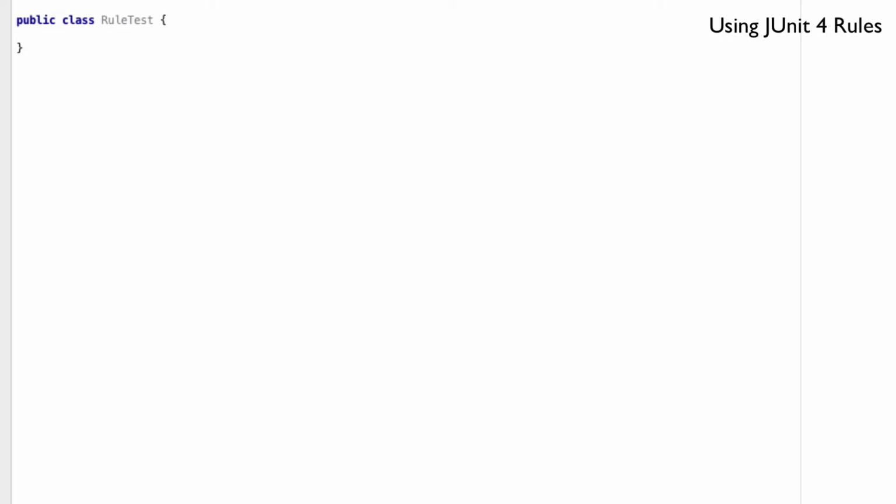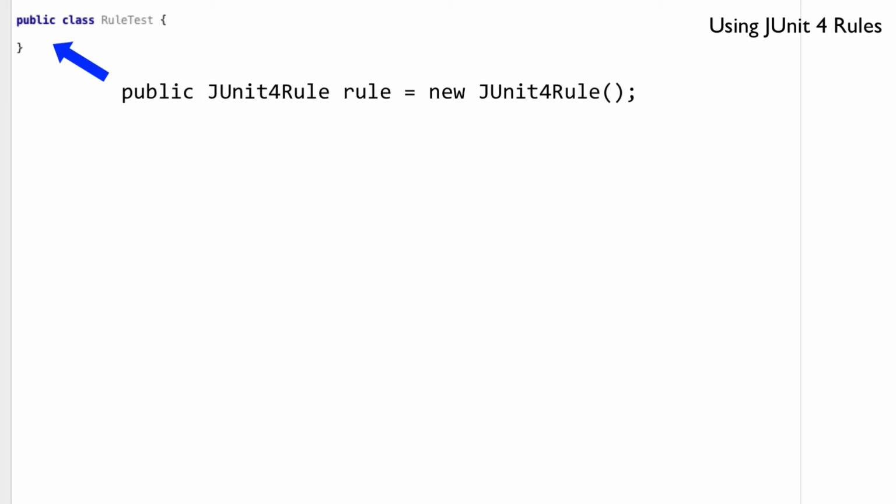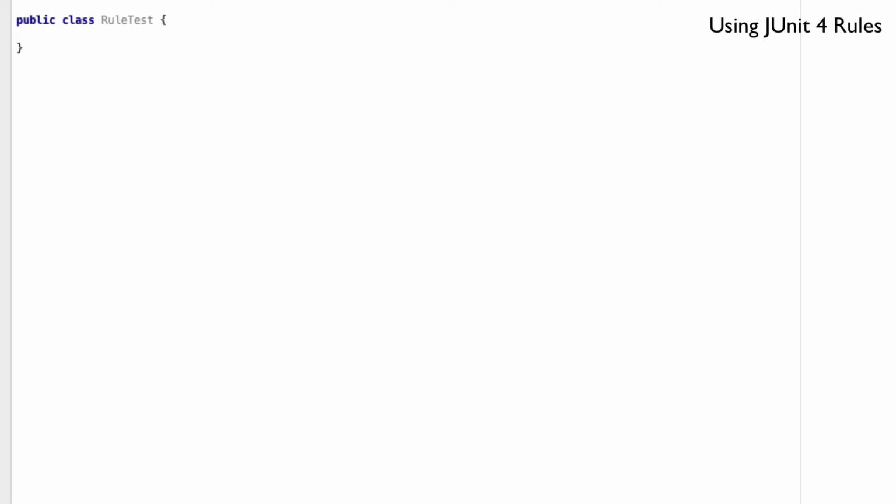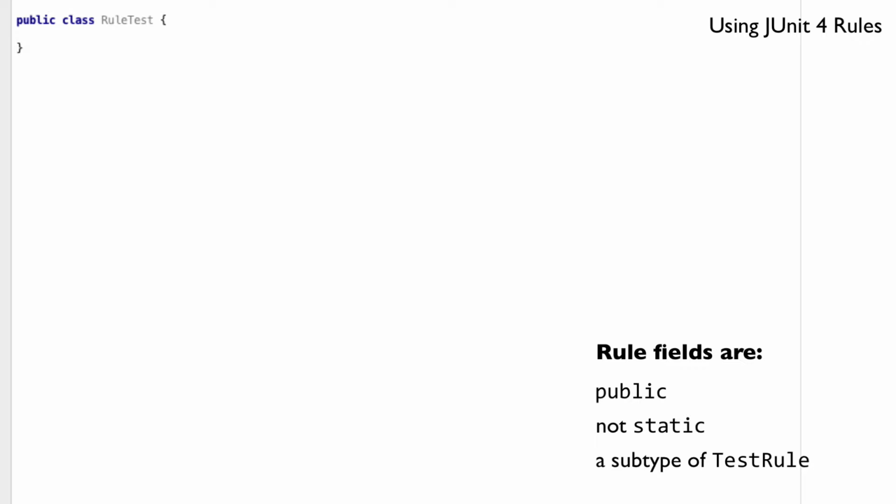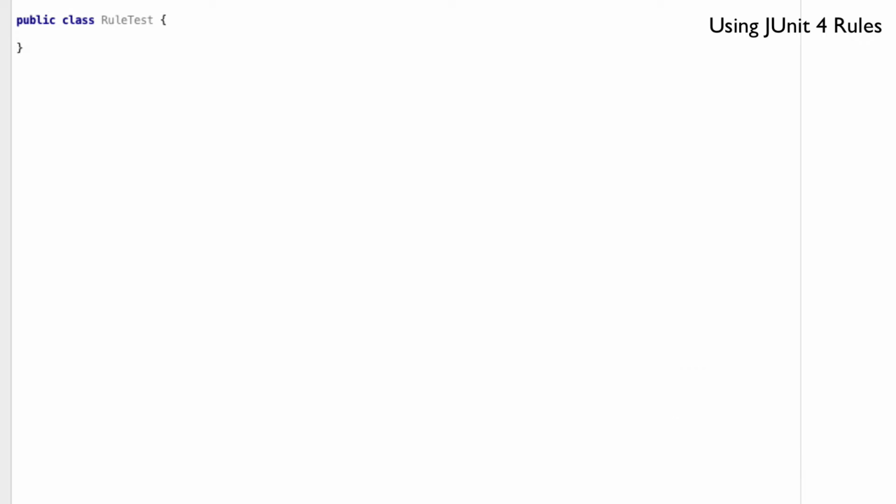We can use JUnit 4 rules by following these steps. 1. Add a public field to our test class and ensure that the type of this field is a subtype of TestRule. And 2. Annotate the field with the Rule annotation. JUnit 4 requires that rule fields are public, are not static, and are a subtype of TestRule. Let's ensure that our test class uses the FooBar rule.